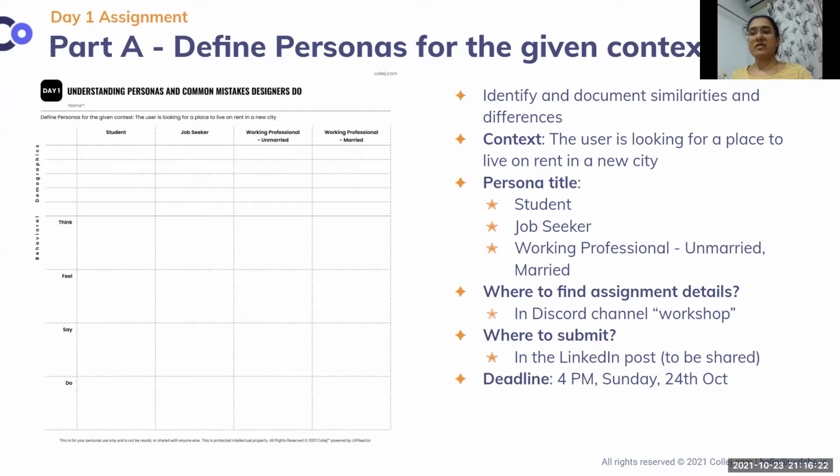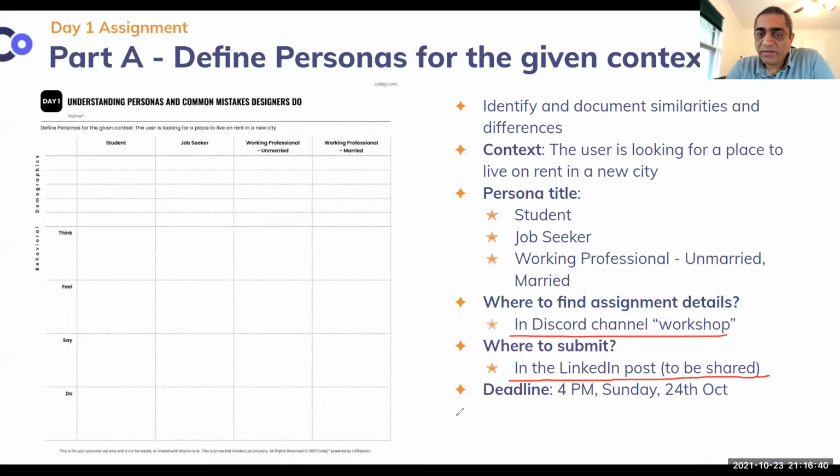Yes, sir. Cool. Any other questions or thoughts? Are we going to receive this through mail and then type in there and submit, or do we have to make it and submit it? So Saurabh, what's the mode of delivery? We are going to share this in the Discord channel named workshop. And then you can submit it in the LinkedIn post that we are going to make, and we'll share the link once we make the post. And this is a PDF that you can use and edit.